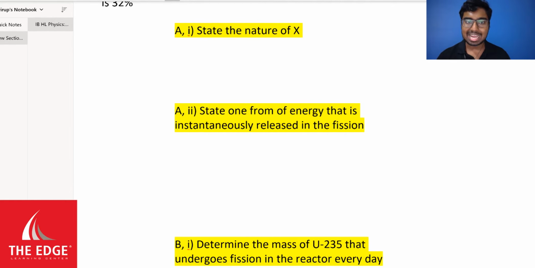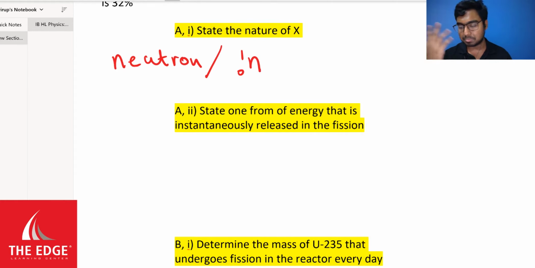Question A(i) asks, state the name of the particle X and its nature. So we know that since it's a nuclear fission reaction, as uranium-235 is involved, it must be a neutron. And the nature it's referring to is its mass number, so 1. So you write n with 1 as its mass number.